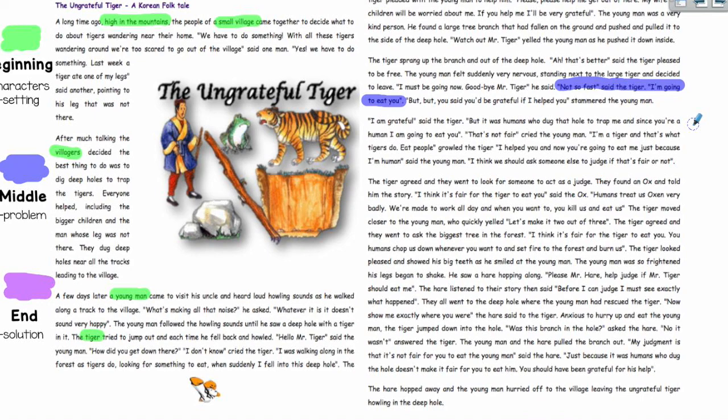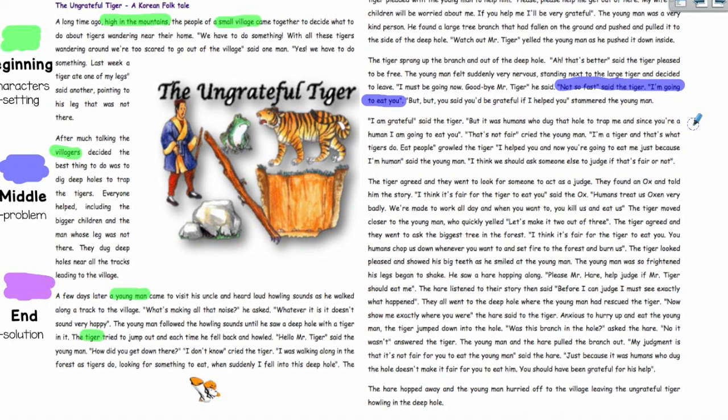He saw a hare hopping along. "Please, Mr. Hare, help judge if Mr. Tiger should eat me." The hare listened to the story and then said, "Before I can judge, I must see exactly what happened." They all went to the deep hole where the young man had rescued the tiger. "Now show me exactly where you were," the hare said to the tiger. Anxious to hurry up and eat the young man, the tiger jumped down into the hole. "Was this branch in the hole?" asked the hare. "No, it wasn't," answered the tiger. The young man and the hare pulled the branch out.